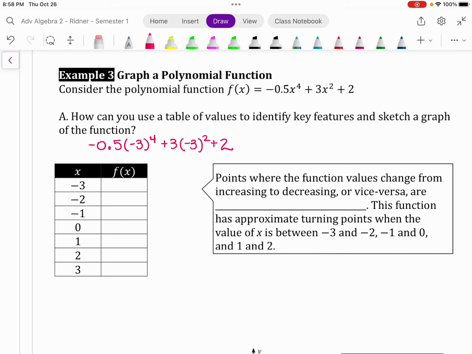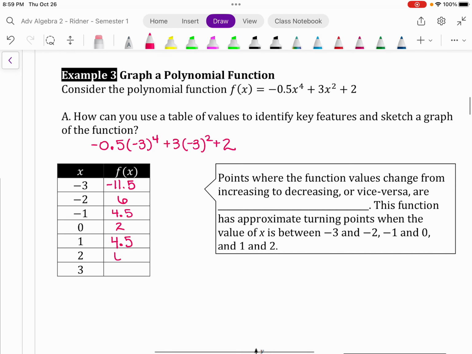And then after I do that, I'm going to put it in the calculator, or I'm going to use my brain power. And my output here is -11.5. For time's sake, I'm going to be your human calculator, but feel free to hit pause and fill this table out yourself. All right, here we go.